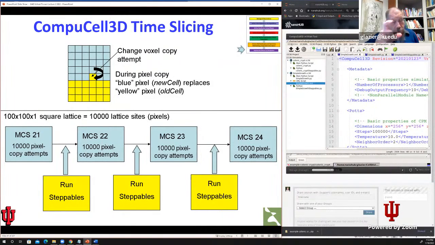Because one Monte Carlo step is a step, somebody had the brilliant name of calling everything that we run alternately with the movement a steppable. Another terrible name. And so you will see simple growth steppables. The reason they're called steppables is because they are stepped in between the movements of the cells. And so that's the basic structure of the simulation.